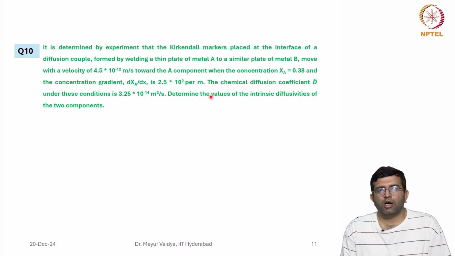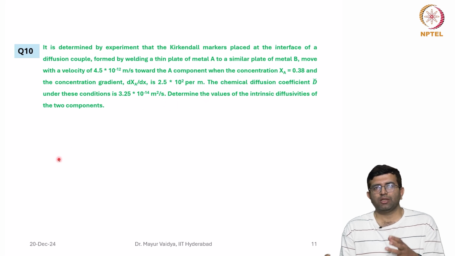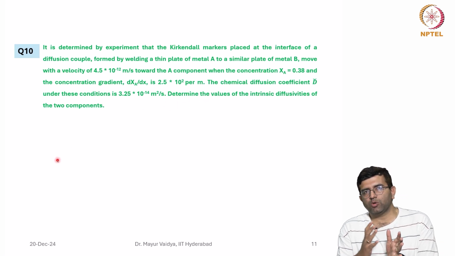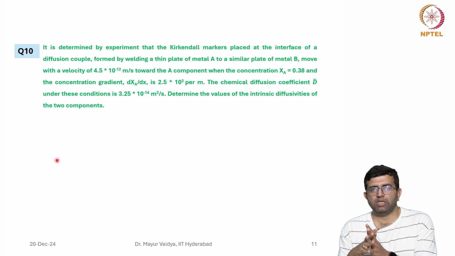Now see, if you remember the Darken's relation, in the Darken's relation you have D tilde is equal to XA DB plus XB DA.